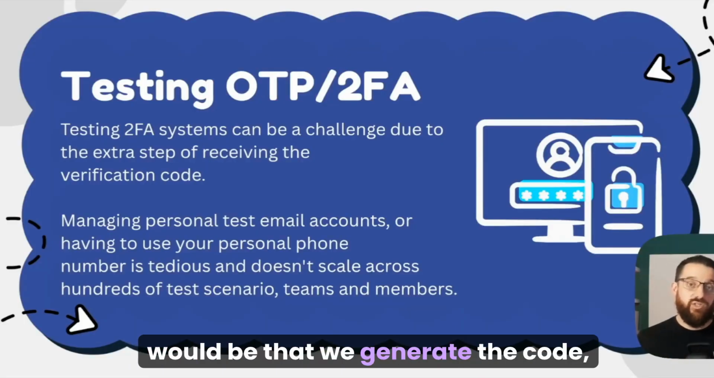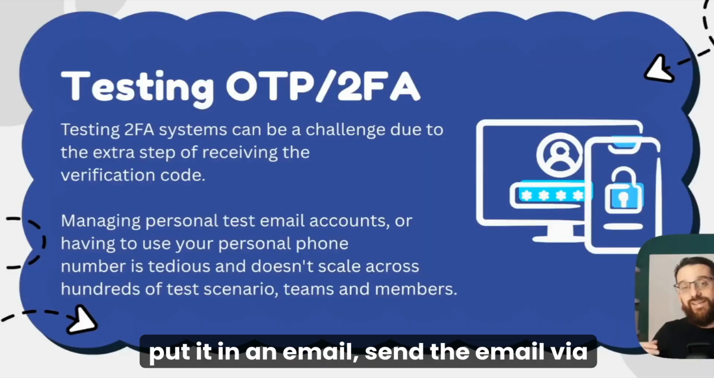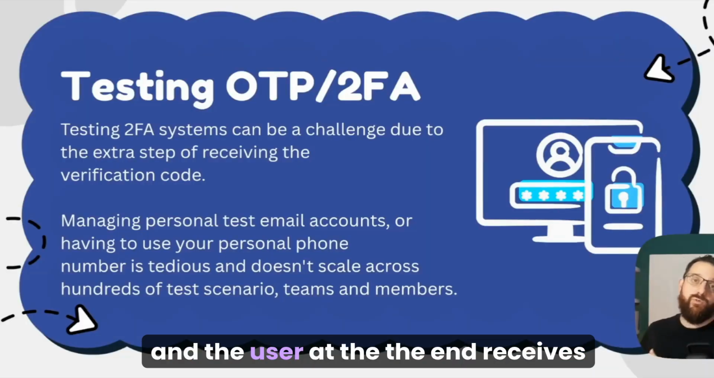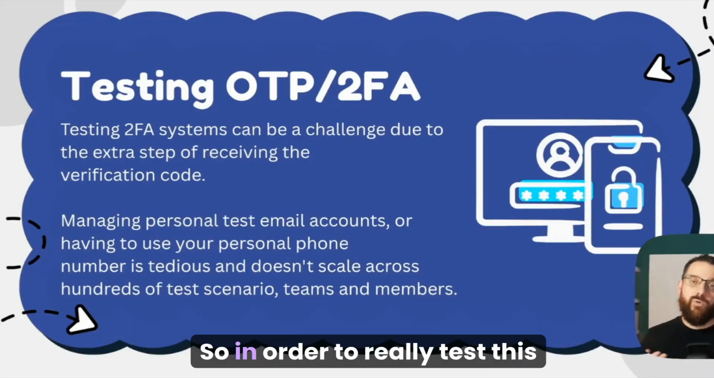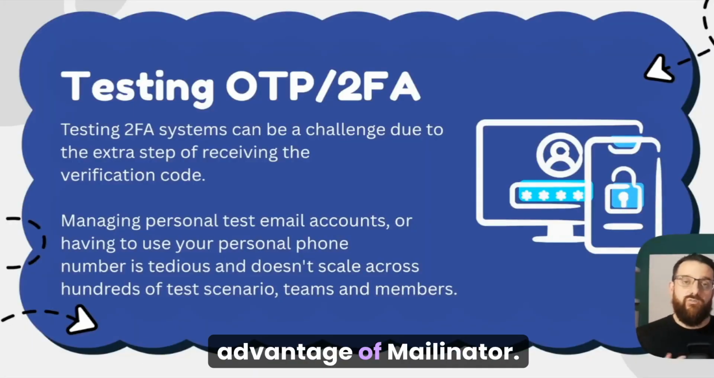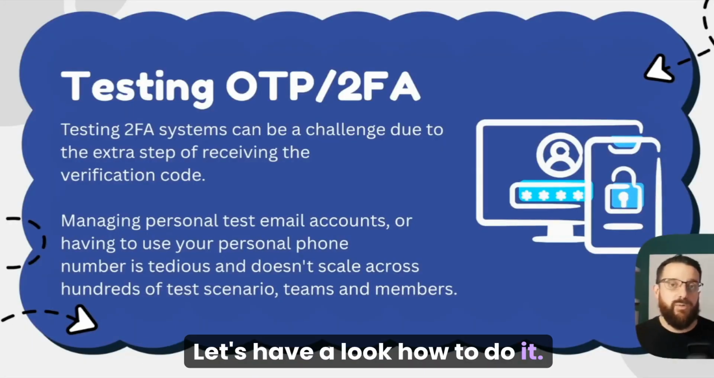However, that means we're altering the application and it isn't actually the true end-to-end flow, which in production would be that we generate the code, put it in an email, send the email via whatever provider the application uses, and the user at the end receives that email. So in order to really test this programmatically, we need to take advantage of Mailinator. Let's have a look how to do it.